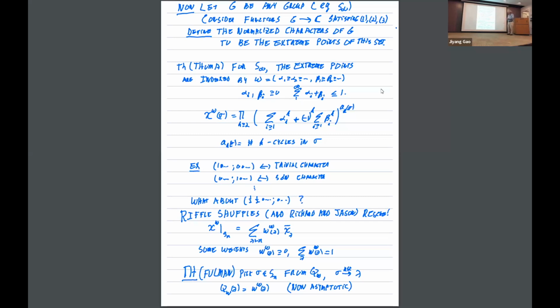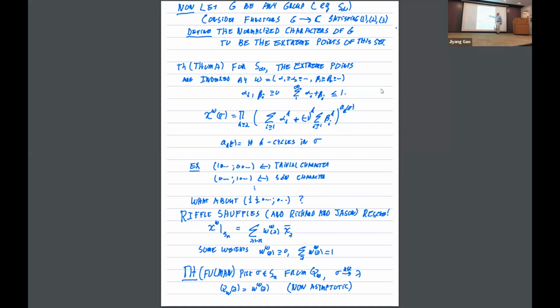And a beautiful theorem in the subject, Thoma's theorem, says for S infinity, the extreme points are indexed by numbers omega, and omega is broken into two parts. There are alphas and betas. Alpha 1 bigger than or equal to alpha 2, making them monotone, beta 1 bigger than or equal to beta 2. The alphas and the betas are non-negative, and their sum is less than or equal to 1. And the wonderful thing is that for each omega, there is an extreme point, a character of S infinity, and the omega character of sigma has a nice formula.